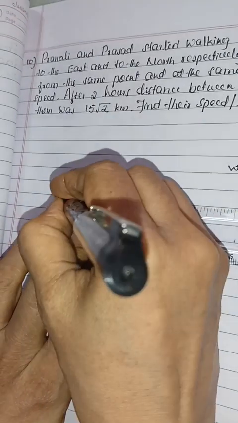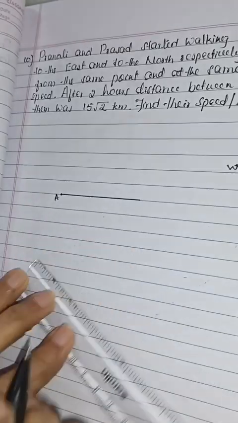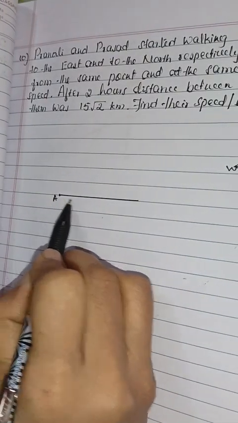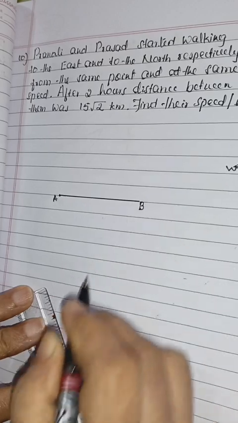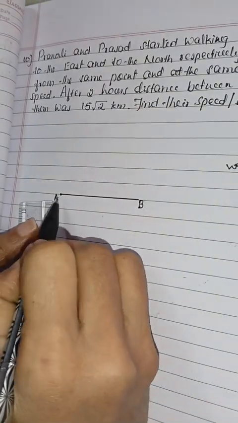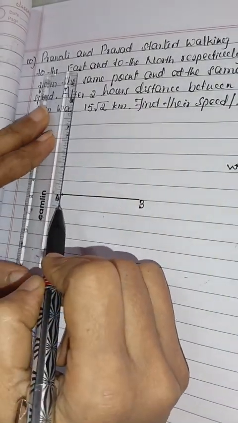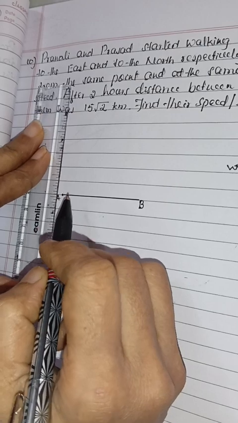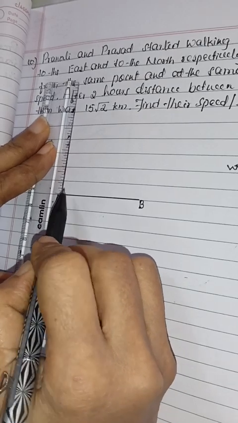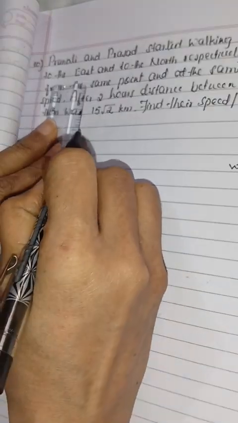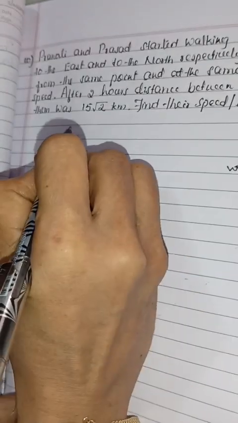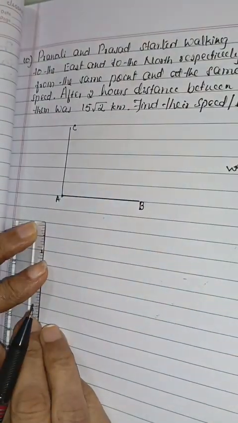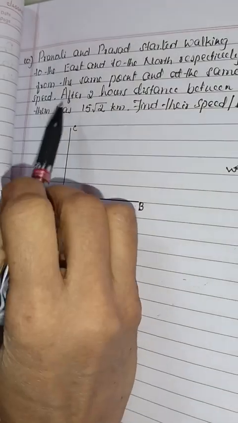See, from A, Pranali starts walking and she reaches B. Okay. And from the same point, Prasad starts walking and then he reaches point C.